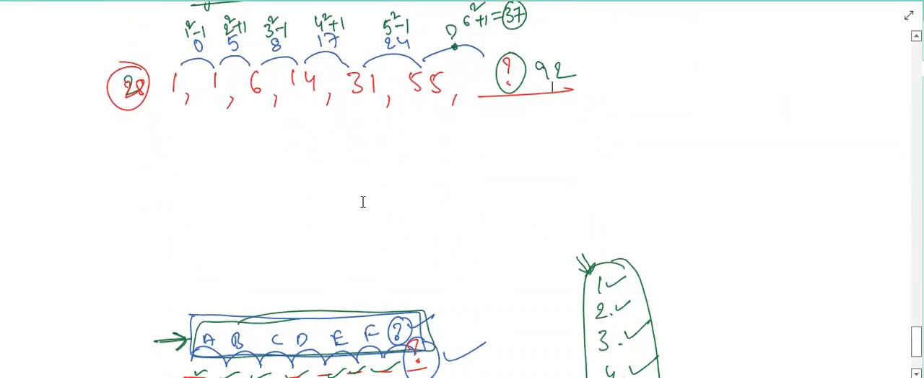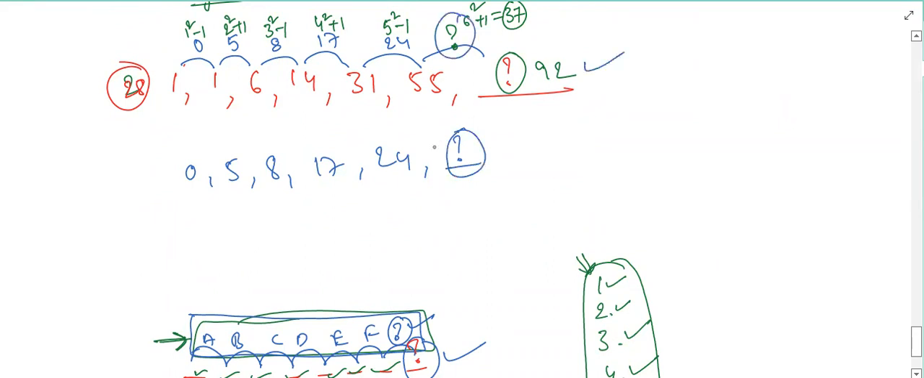Sir, once again explain the 28th sum. In the 28th sum, we are not getting the logic using multiplication. That is why we are checking the differences. So we took the differences like 0, 5, 8, 17, 24. Consider these numbers as one separate series. If you solve this series, automatically you can get the answer for this question.